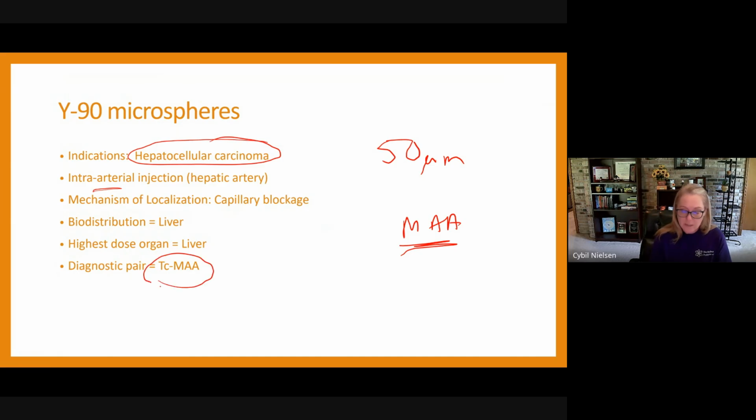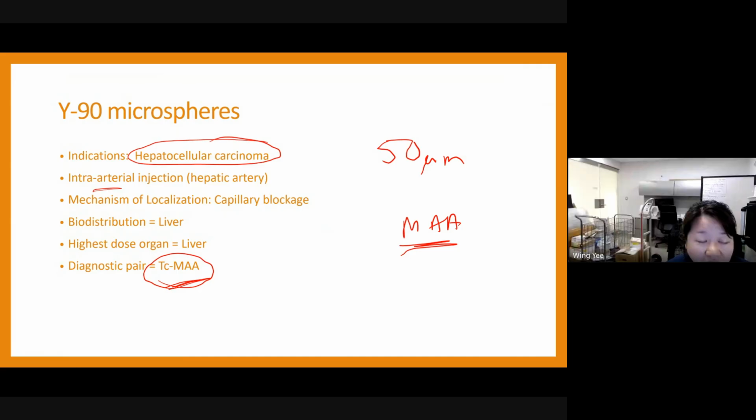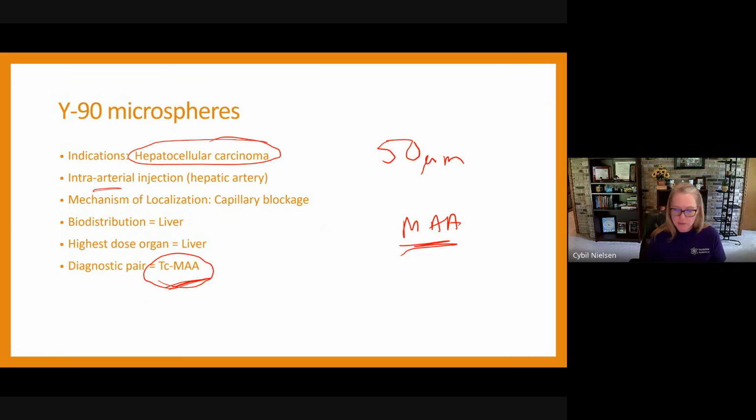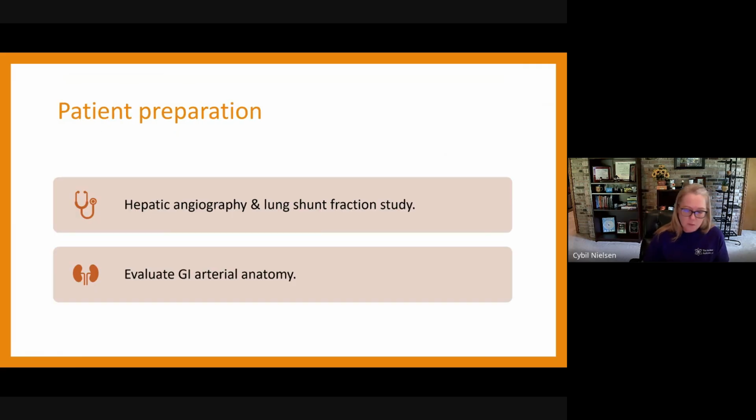So we're going to use Tech MAA first. Why do we use the Tech MAA? We can see it in the gamma camera to see what goes to the lungs. Exactly. So we'll inject that Tech MAA first, the exact same place where we're going to inject the Y90. And if it leaks into circulation and is picked up by the venous system, it's going to go to the right side of the heart and then stick into the lungs. So we're going to do that. We're going to check that lung shunt fraction.